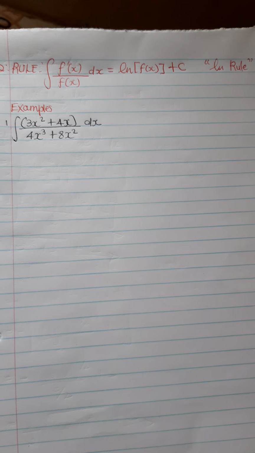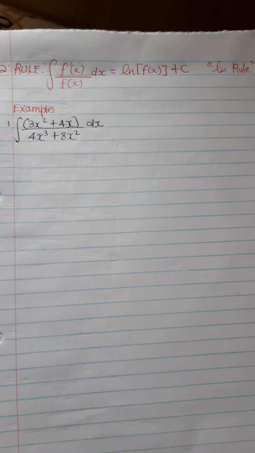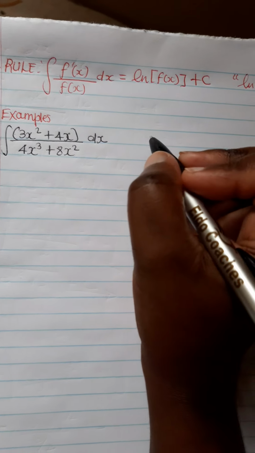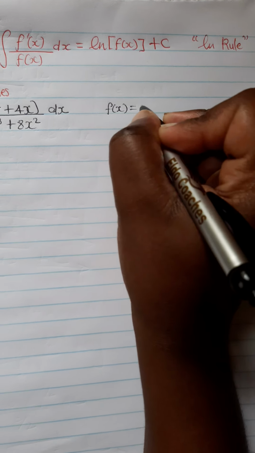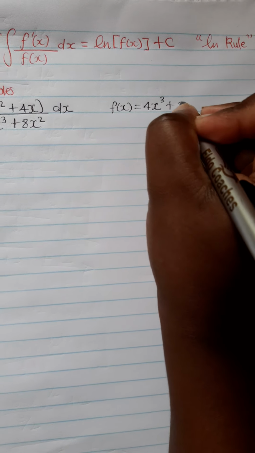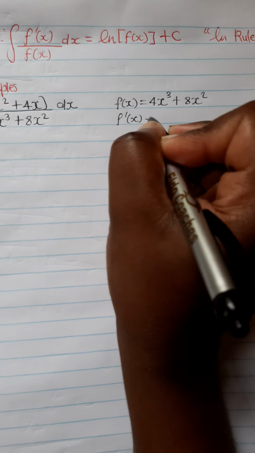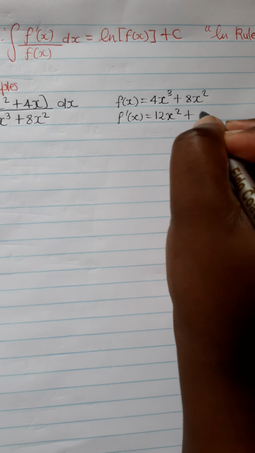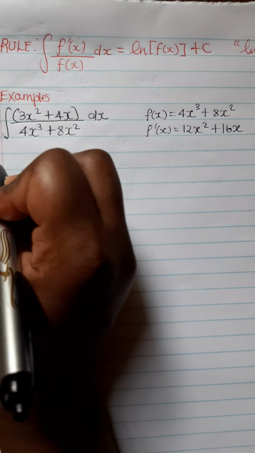Now let's look at this example. It says find the integral of (3x squared plus 4x) all over (4x cubed plus 8x squared) dx. Right. So in this case, separate your variables. Your f of x is equal to what? It is equal to 4x cubed plus 8x squared. Now the derivative of this would be 12x squared plus 16x.